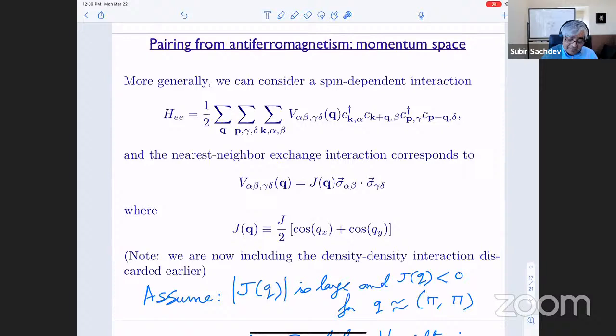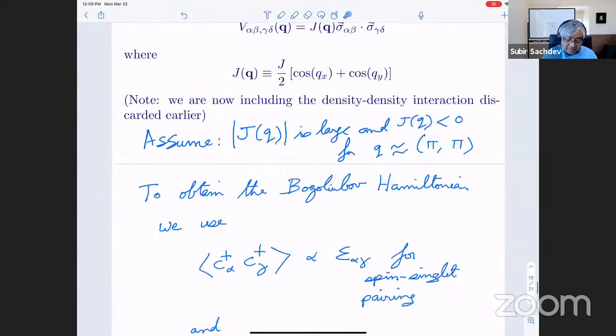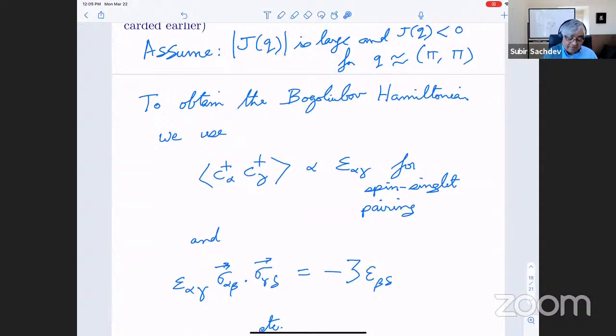So now I take this, and I put in the sigma dot sigma, and I do a BCS pairing. So when I do a BCS pairing, I'm going to pair the C dagger with C dagger, and I'm going to get some Bogoliubov Hamiltonian. So I'm dropping the momentum indices here. I'm going to look at the average value of C dagger alpha C dagger gamma. So I'm going to assume that it's spin singlet pairing. Spin singlet pairing means that alpha and gamma have to be opposite and antisymmetric under exchange. And so this thing must be proportional to epsilon alpha gamma for spin singlet pairing.